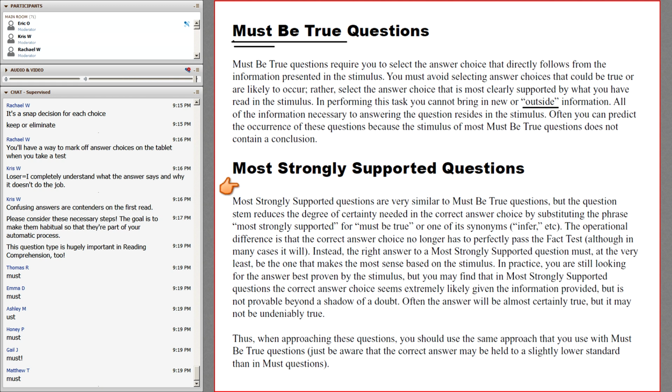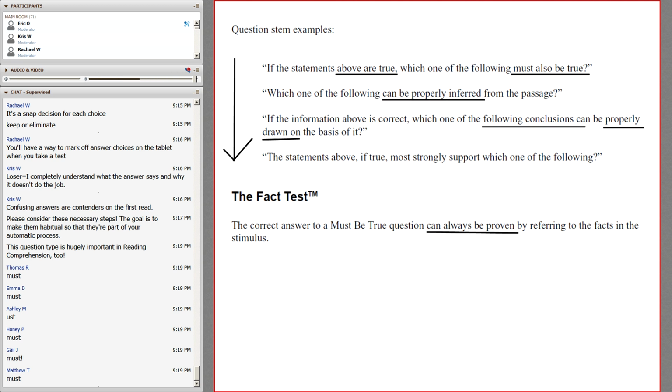The most strongly supported questions is really just this last example here on the list of question stems. You notice that the way they word this, it's still a top-down approach where you're using the stimulus above, and you're accepting its truth, but now you're looking for which answer is most strongly supported by the stimulus. And so that waffles a little bit on the certainty of the language. So you don't have to find an answer that's necessarily provable. It can be just something that's very, very likely to be true. That would qualify in those questions.